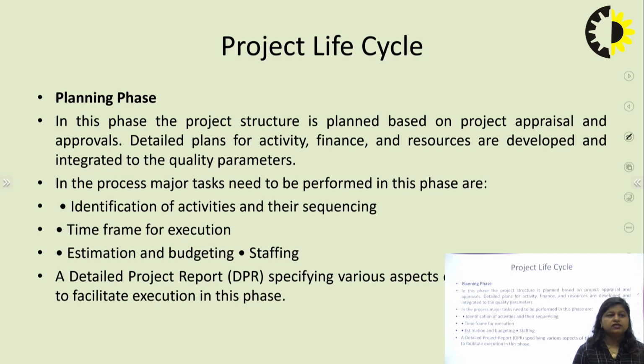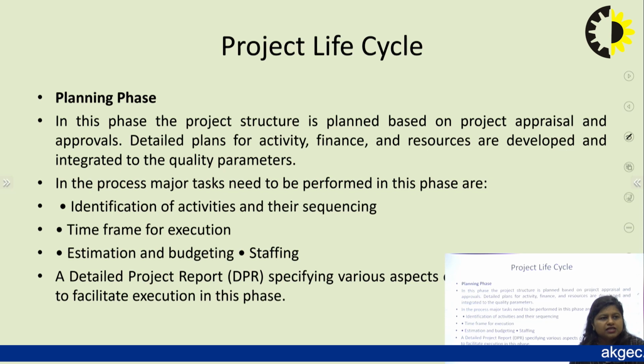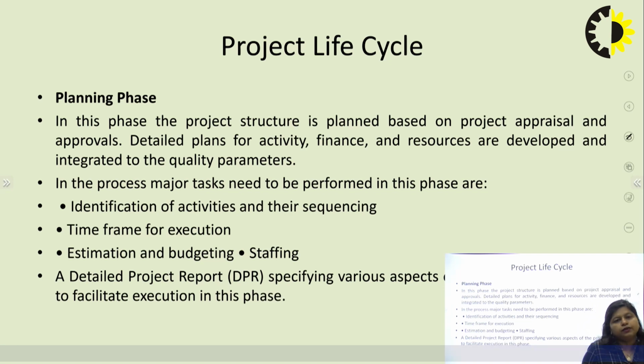Basically, in the project life cycle, we have 4 phases. In the second phase, which is the planning phase, we need to identify the various activities. And in those activities, we need to find out the sequencing between them. For example, suppose we take an example like Ola.